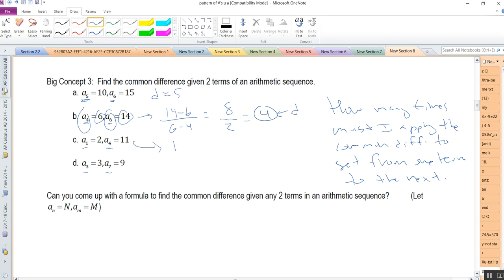Or just do 11 minus 2 over 4 minus 1. 9 over 3, 3. Lastly, for this one here, you're doing 9 minus 3 over 7 minus 3. 6/4 or 1.5.